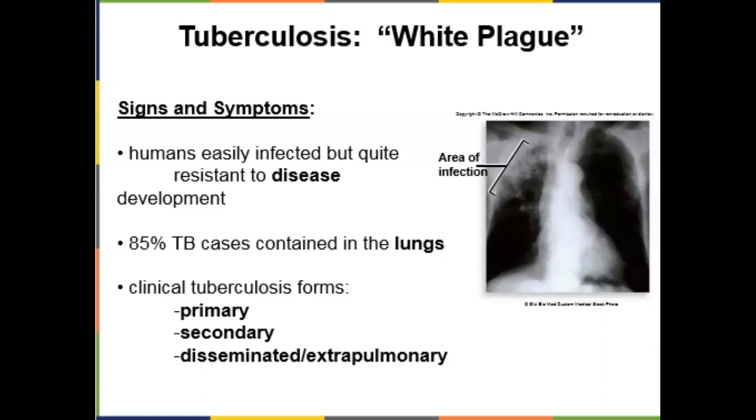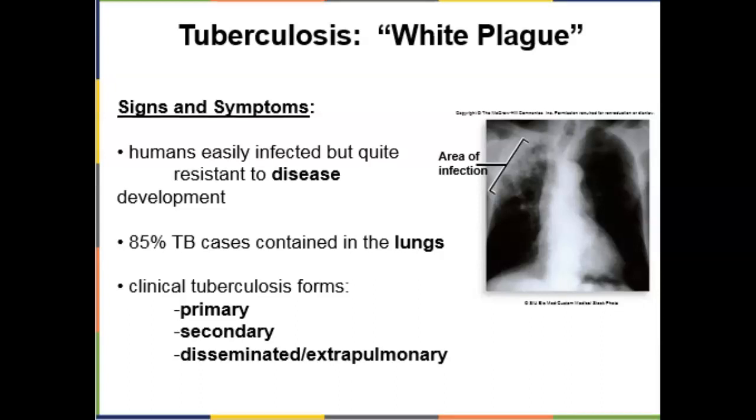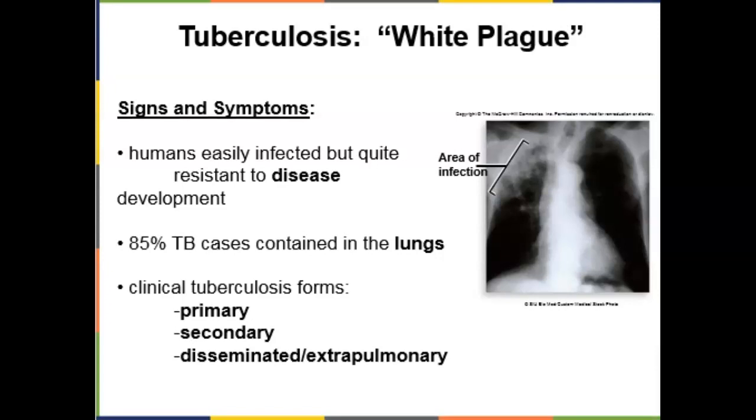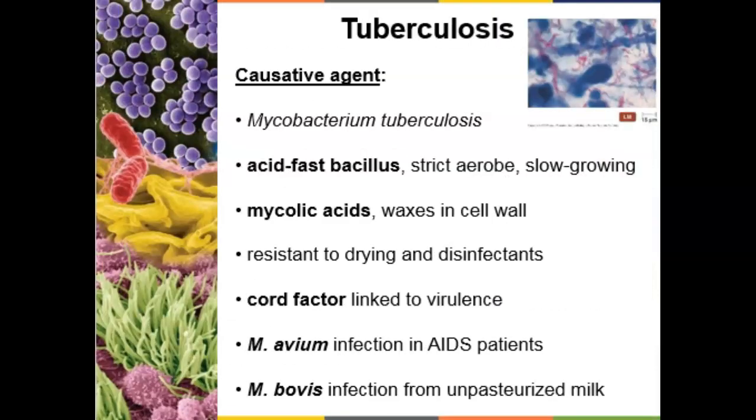There are 3 clinical types of tuberculosis: primary, secondary, and then disseminated or extrapulmonary. Your textbook refers to the disseminated or extrapulmonary form as miliary. All right, so the causative agent is Mycobacterium tuberculosis. You'll need to know Mycobacterium for the causative agent.